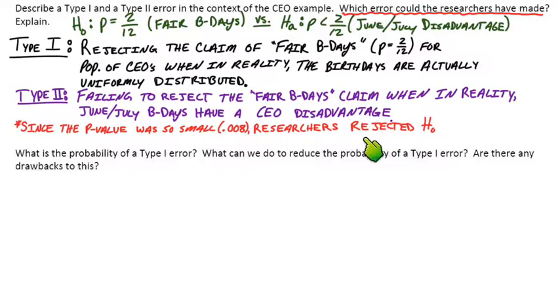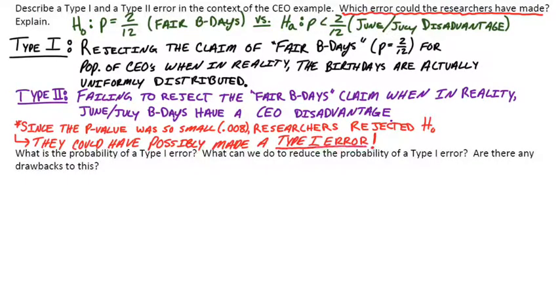Rejecting the null means you could have technically made a type 1 error. So, since they rejected the null, they could have possibly made a type 1 error. If they had failed to reject the null, well, then they would have been at risk of making a type 2 error and not a type 1 error. But in this case, since they rejected it, their only risk would be having made a type 1 error.